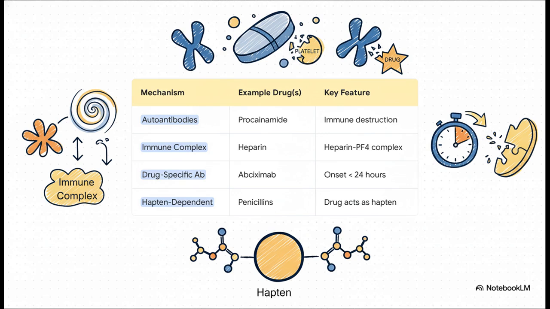This is a huge one, because medications are an incredibly common cause of low platelets. And they can do it through a few different mechanisms, from triggering autoantibodies like we see with procainamide, to forming immune complexes, which is the classic mechanism for heparin-induced thrombocytopenia. You can even have a drug-specific antibody, which we see with a drug like abciximab, that can cause platelets to just plummet in under 24 hours.